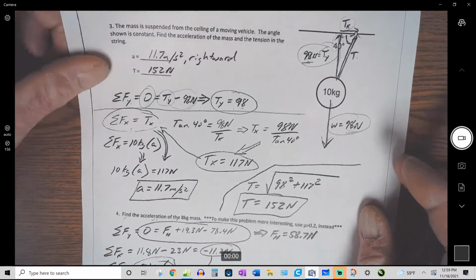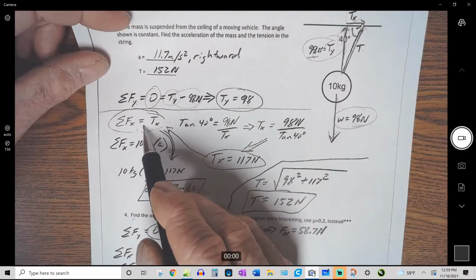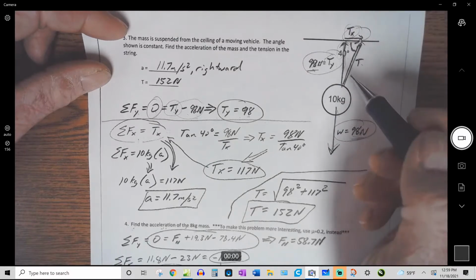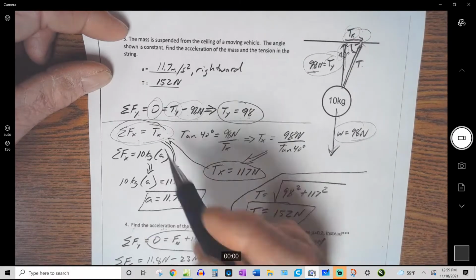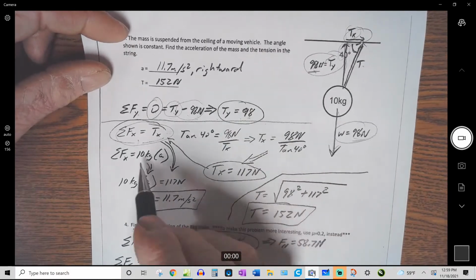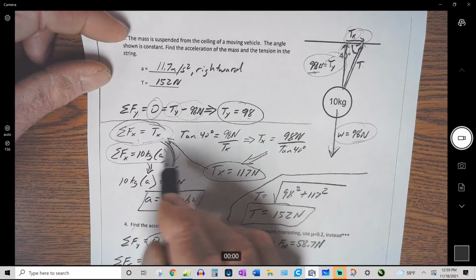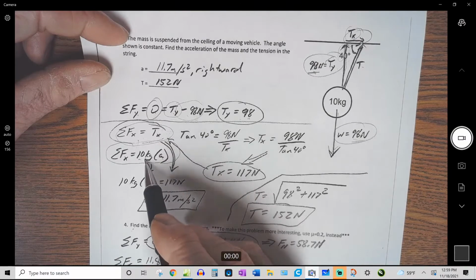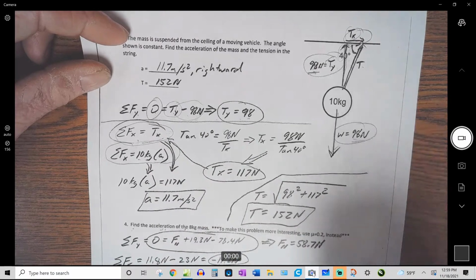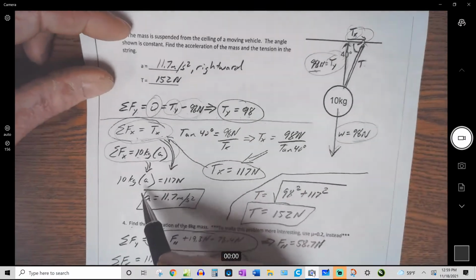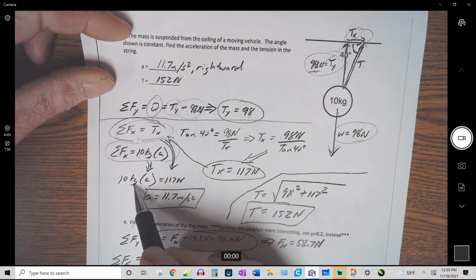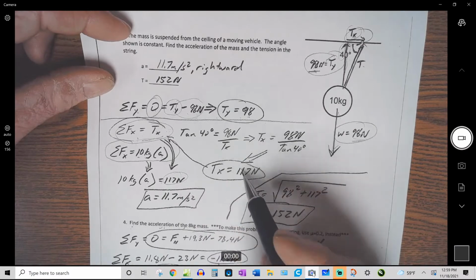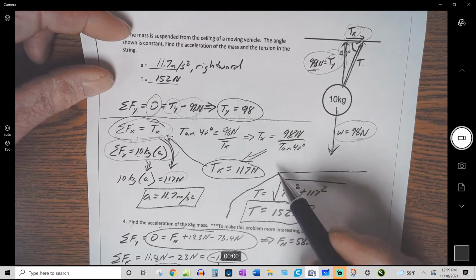The next thing I'm doing here is writing the net force in the x dimension. In the x dimension there's only one force, so that's really simple. It's just Tx. And I can write the net force in a different way. I can say it's mass times acceleration. So therefore, Tx equals 10 kilograms times a. But it looks like I've got some more work to do. I have 10 kilograms times a equals 117. Well, where did that come from? Somehow I figured out Tx is 117.